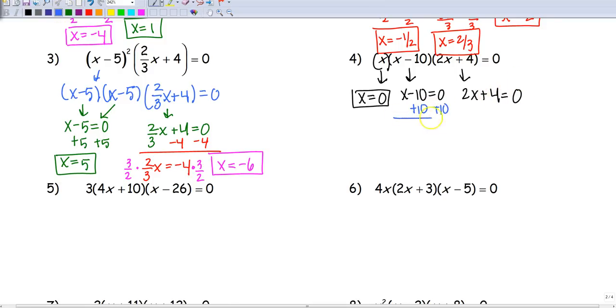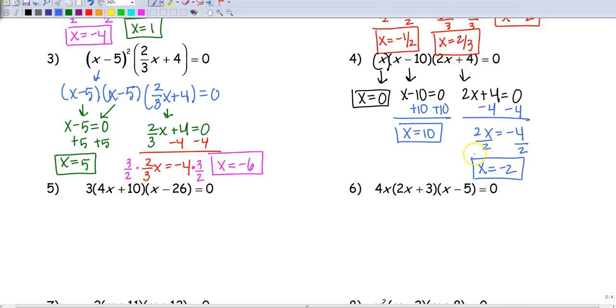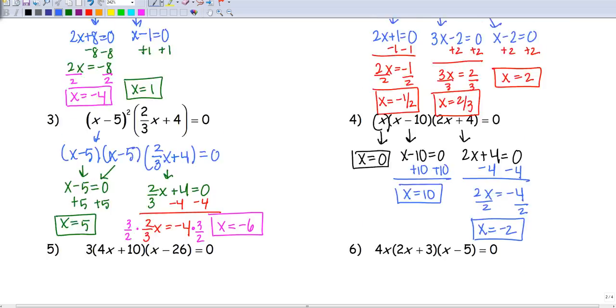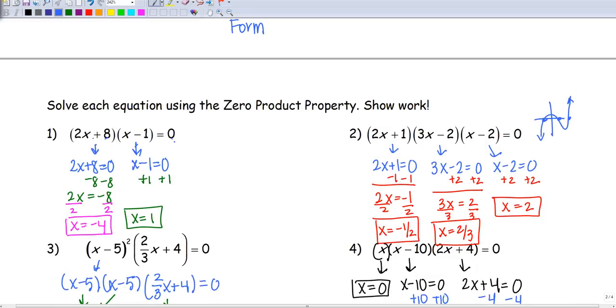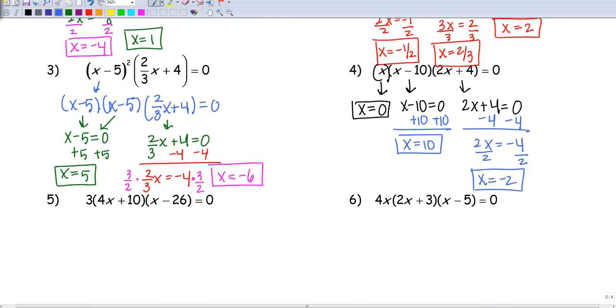So add your 10. X equals 10. Minus your 4. Divide by 2. All right, so again, notice this one does have 3 solutions, 1, 2, 3. This would mean that is a cubic equation. It would have that kind of squiggle graph that I mentioned up here. Again, those are all your x-intercepts.